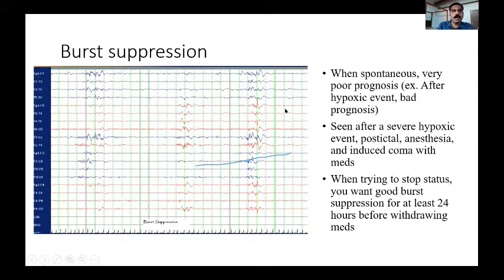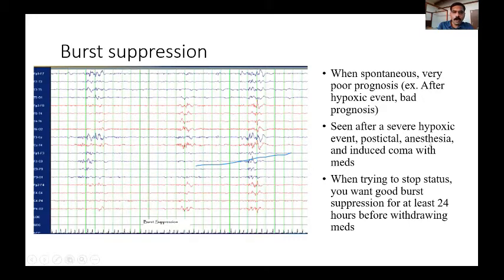It's a very bad EEG. When spontaneous, it indicates a very poor prognosis. It's usually seen following hypoxic events, and uniformly they have a poor outcome. It is seen after a severe hypoxic event, and sometimes in a post-ictal record. Sometimes it can also be seen in anesthesia and induced coma.